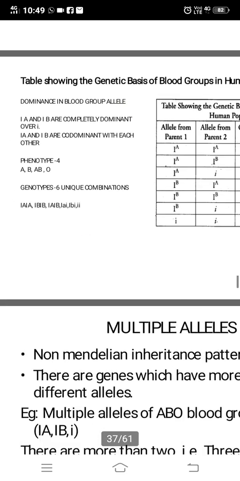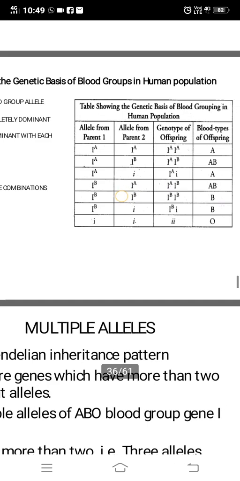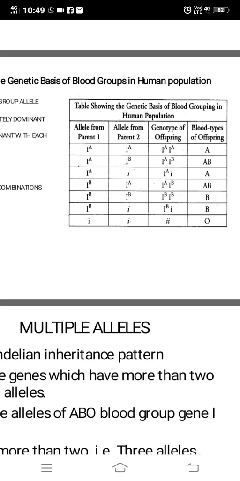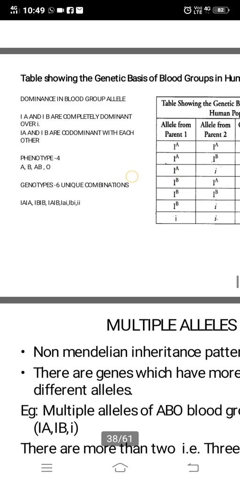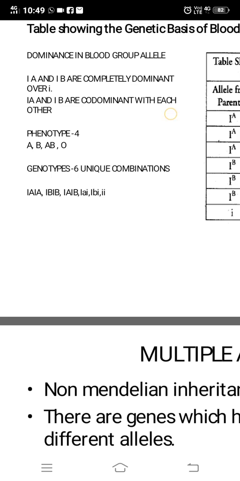Now this is what is called codominance, because some people have blood group AB. Why? Because A and B both are dominating. This is called codominant. So IA and IB are codominant with each other. This is because both are being expressed. Whereas IA and IB are completely dominant over small i. So this is the best example of codominance.